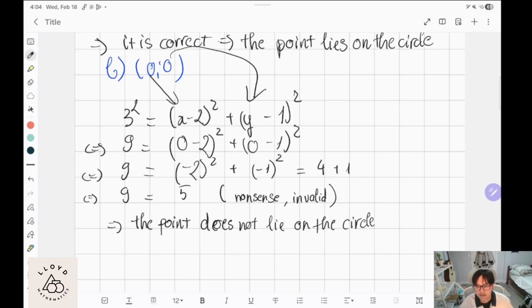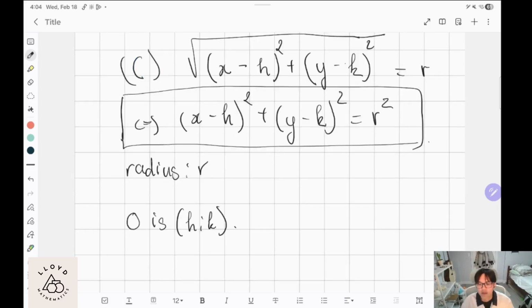Okay, so this is the end of the lesson already. In this lesson, I wanted to cover the equation of a circle with center O at h and k and radius r, so we get x minus h squared plus y minus k squared equals r squared, like that. And with that, I'm done for today. Thank you for listening.